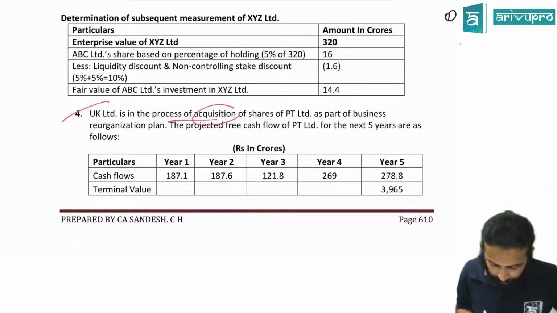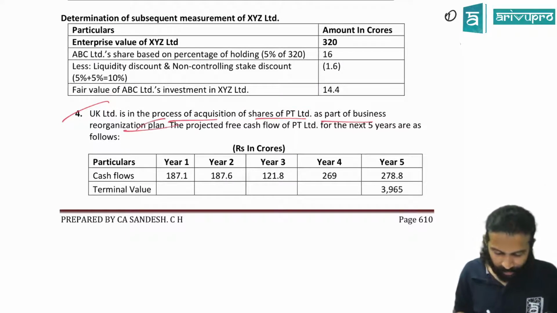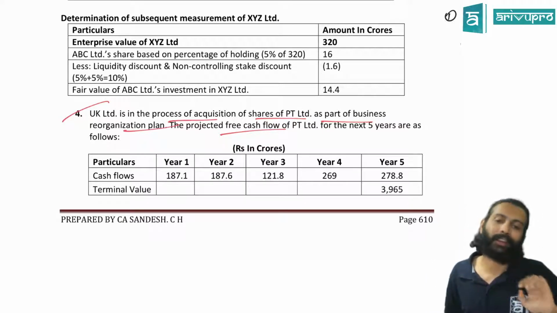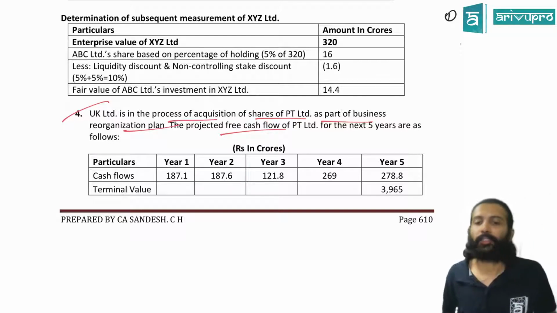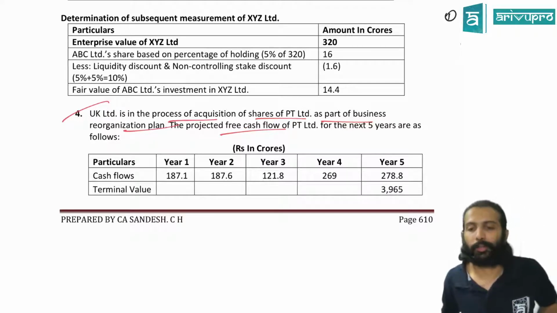UK Limited is in the process of acquisition of shares of PT Limited as part of a business reorganization plan. Okay, they're buying some shares. The projected free cash flow of PT Limited. Free cash flow means that cash flow which is available to pay to the creditors, that cash flow which is available to declare dividend, that cash flow which is available to the debenture holders, debt, that we call as free cash flow.